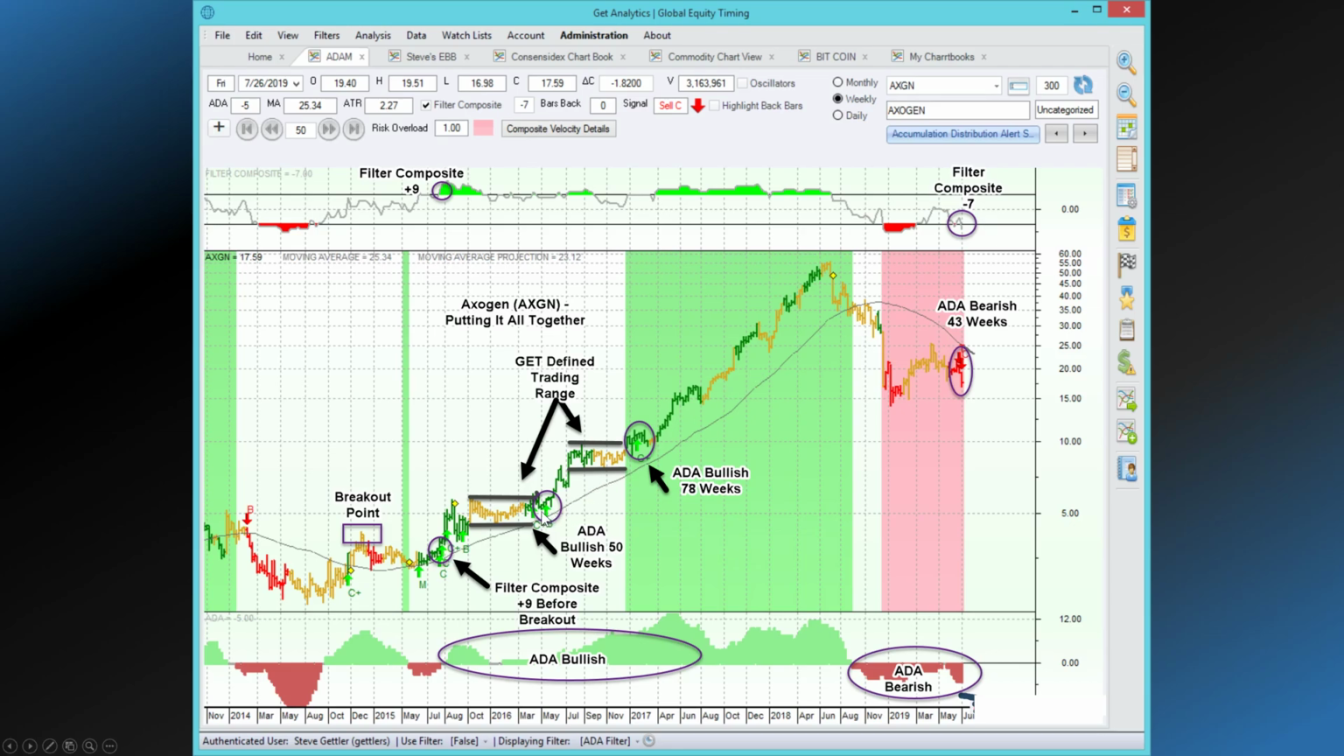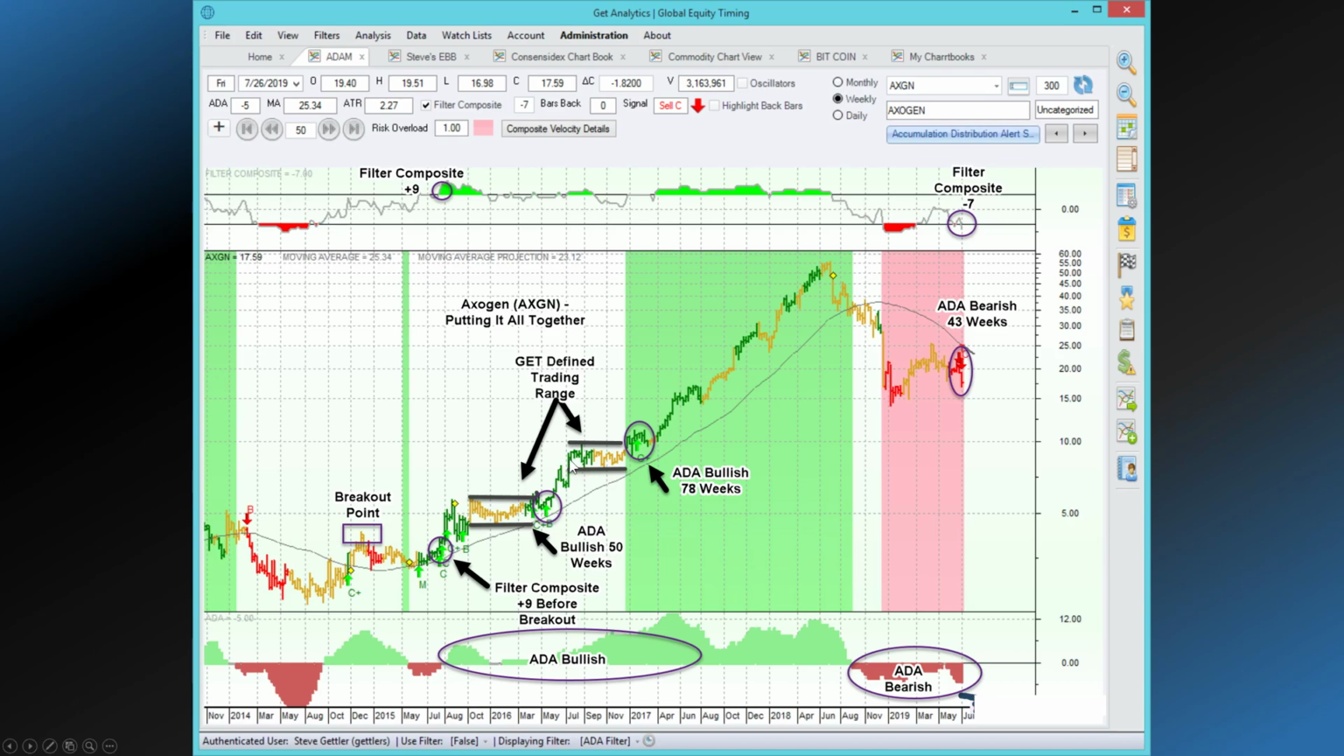Another thing I liked about this chart was that global equity timing algorithms defined this as a trading range, and trading ranges are tight, price-restricted areas where price fluctuates and supply and demand are in relative balance. Once price breaks out of one of these trading ranges, either down or up, we expect to get some pretty dramatic action, and in this case, we indeed did get dramatic action to the upside. We expected a breakout to the upside, and we did get a breakout to the upside. Why? Well, because of the bullish ADA at this point being so positive for so long.